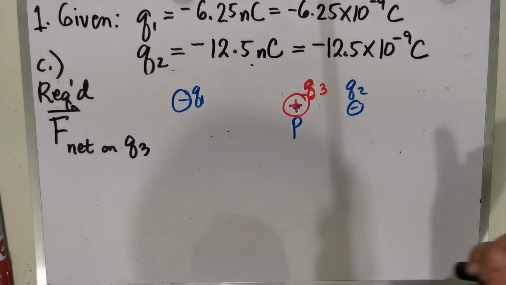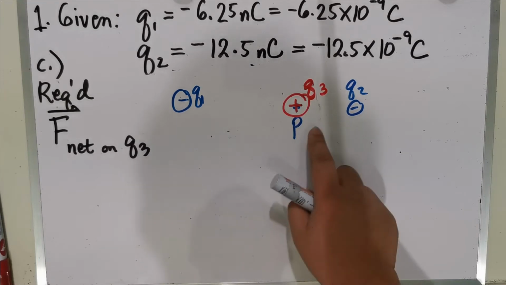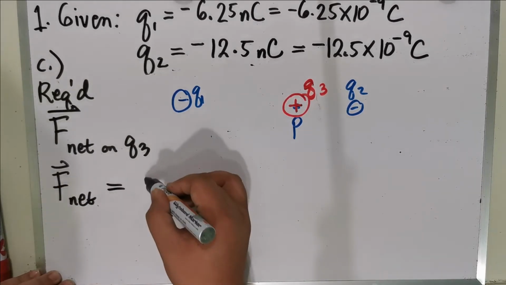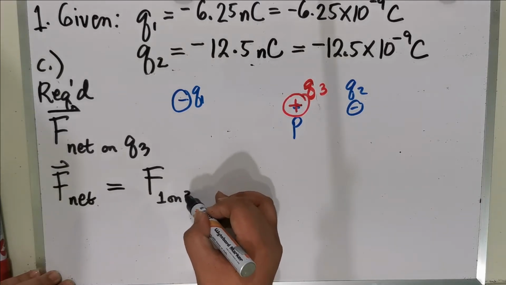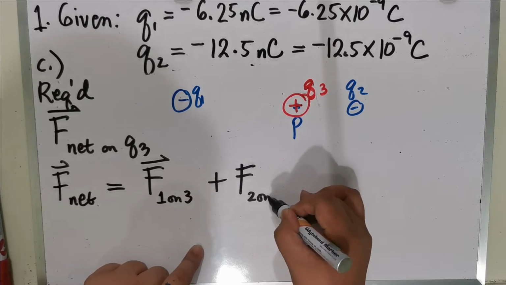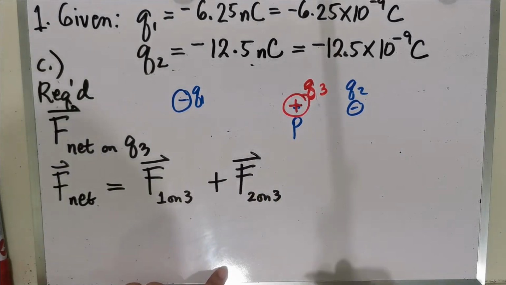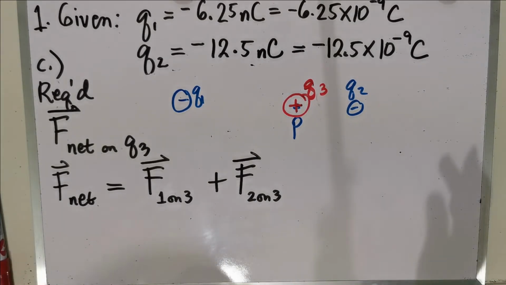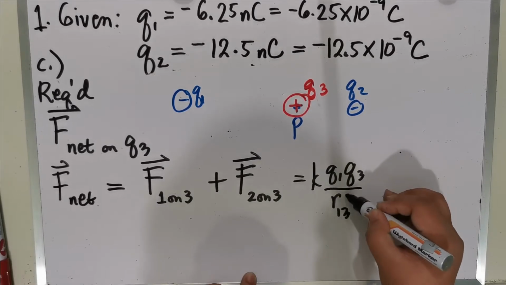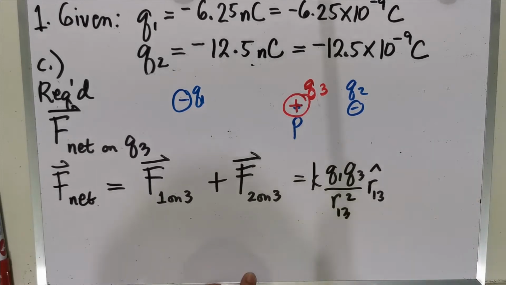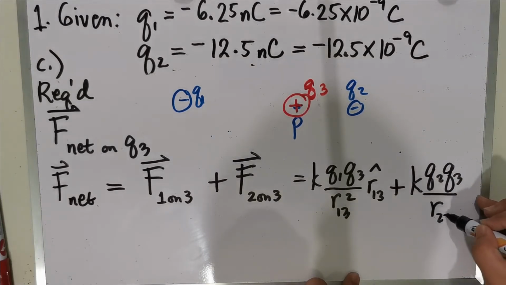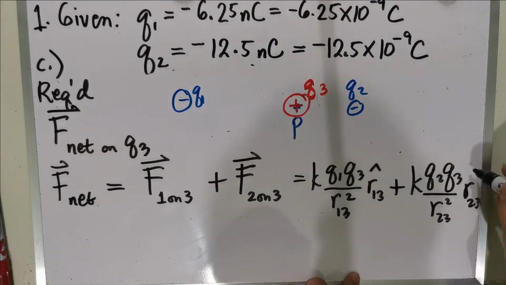Since we are using the superposition of forces, F net would be equal to the force due to Q1 on Q3, or the force exerted by Q1 on Q3 at point P, plus the force exerted by Q2 on Q3 located at point P. Going back to the equation, the Coulomb's force is equal to K Q1 Q3 over R13 squared, R13 hat, and on the other hand, K Q2 Q3 over R23 squared, R23 hat.